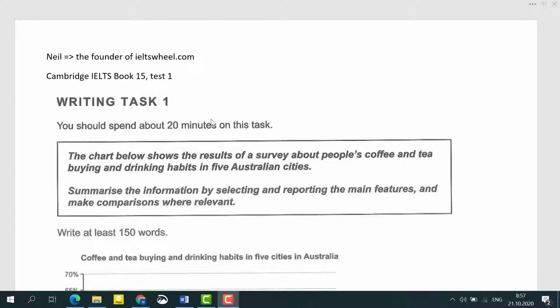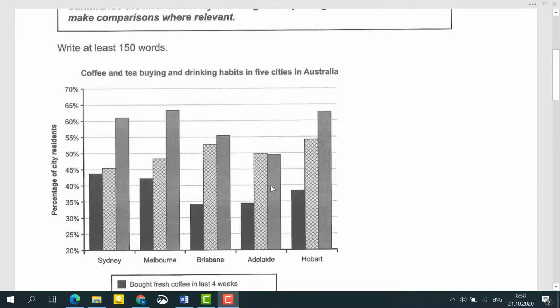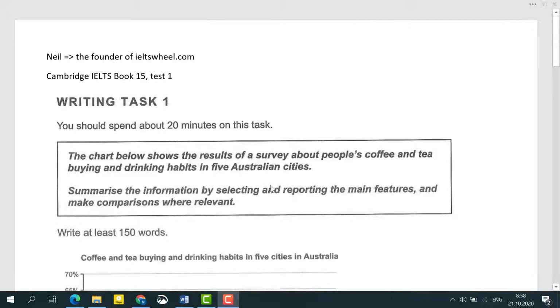IELTSWheel.com. Today, guys, I'll be helping you to write a complex bar graph taken from Cambridge IELTS Book 15, Test 1. Now let's read and analyze this task in detail.